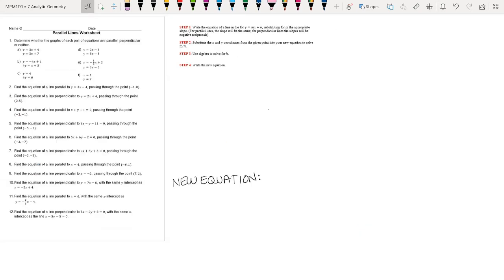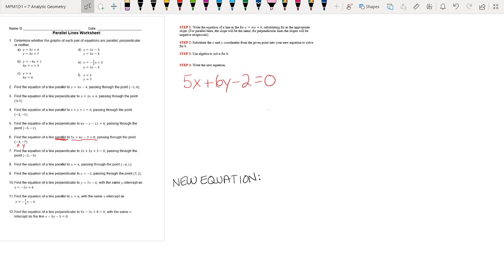So on to question number 6, which says find the equation of a line parallel to 5x plus 6y minus 2 equals 0, passing through the point negative 3, negative 7. And so if I analyze this, I can see I'm being asked for a parallel line. Our new line is going to be parallel to the line we've been given, which is written here in standard form and needs to be rewritten in slope-intercept form. So we're going to do that in just a moment. And if we look at the question, it passes through the point negative 3, negative 7. So those are your x and y coordinates.